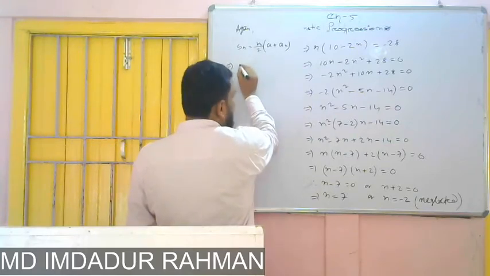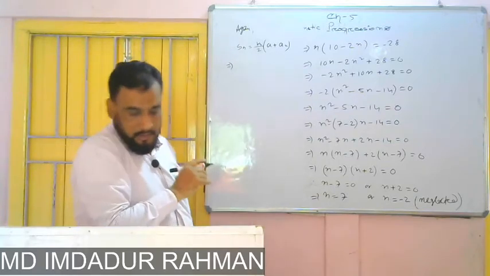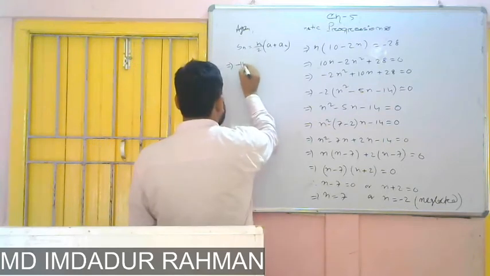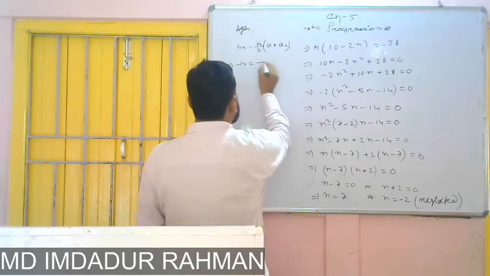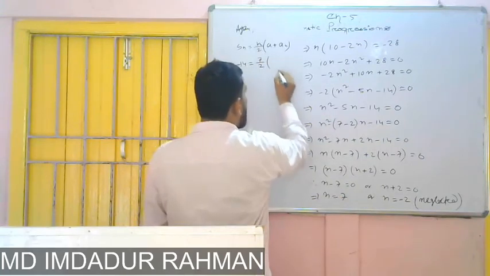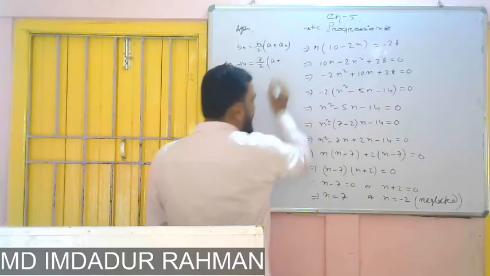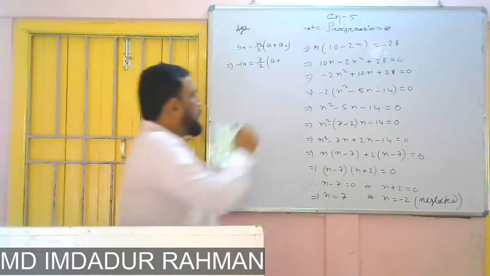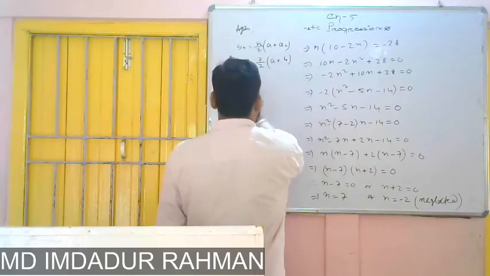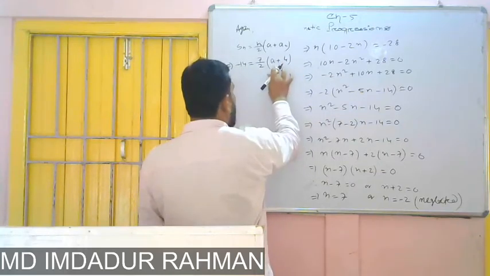What is Sn? Sn is minus 14 is equal to, what is the value of n? N is 7. What is the value of a? We have to find out, and an is given as 4, implies we have to find out a.